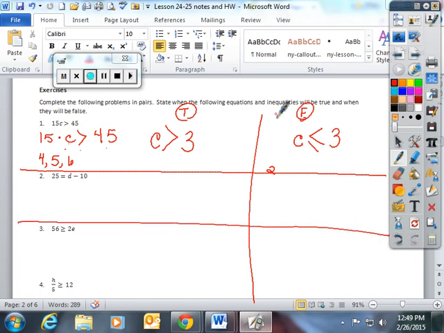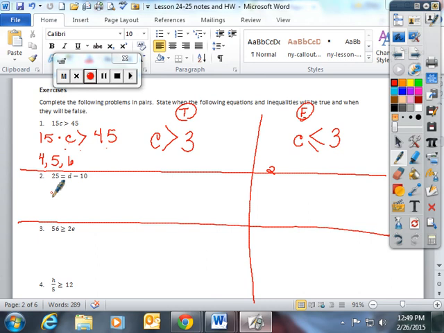We talked about inequalities and how many answers they have. Inequalities have an infinite amount of answers. C could be 4, 5, 6, 700, 800, 900. Okay, and the reverse of that would be equations. Okay, equations cannot have an infinite amount of answers. Equations only have one number.